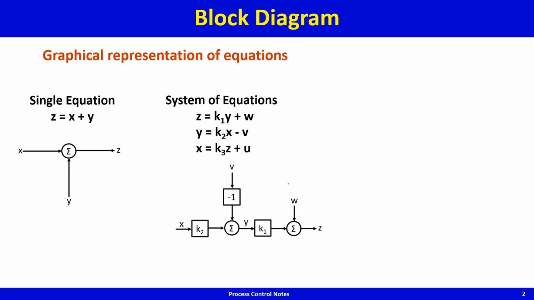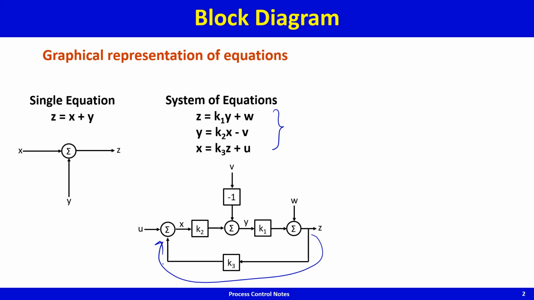And then x is k3z plus u. So I already have z here. So this signal is k3z and this signal is u. When you add the two, x becomes equal to k3z plus u. So you can see this is the block diagram representation of these three equations, and immediately you can see that there is a feedback loop in there.